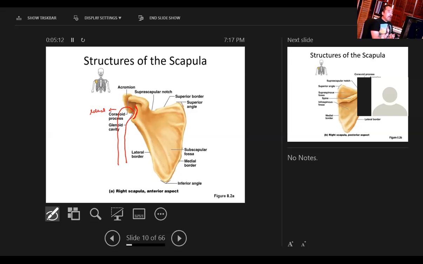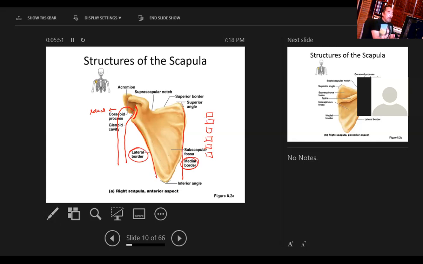okay? And then the other side of the glenoid cavity is a straight border of the scapula. It is the medial border of the scapula. It's actually straight. It runs parallel to the vertebrae. So that's how I determine my medial border, okay? If I know my lateral, I know my medial. So this is the lateral border of the scapula. This is the medial border of the scapula, okay?